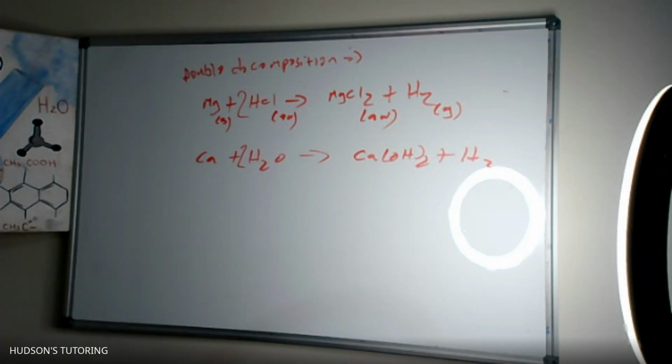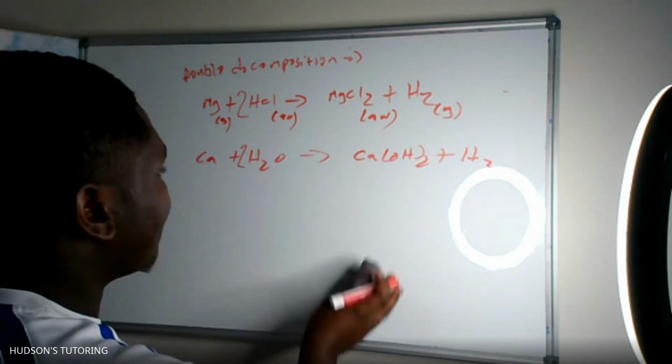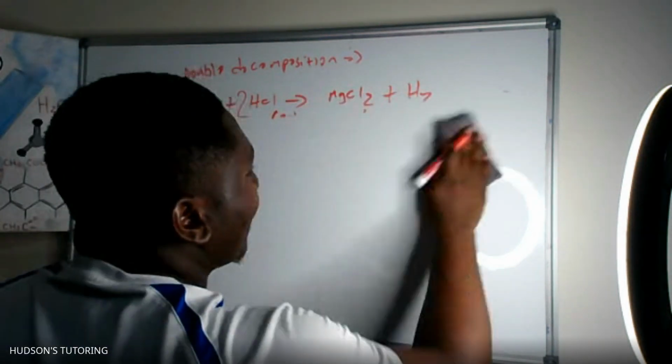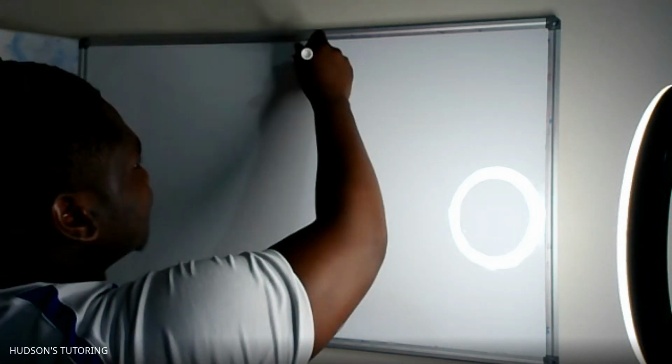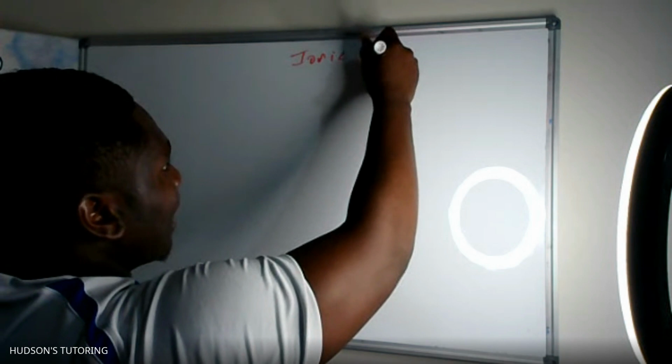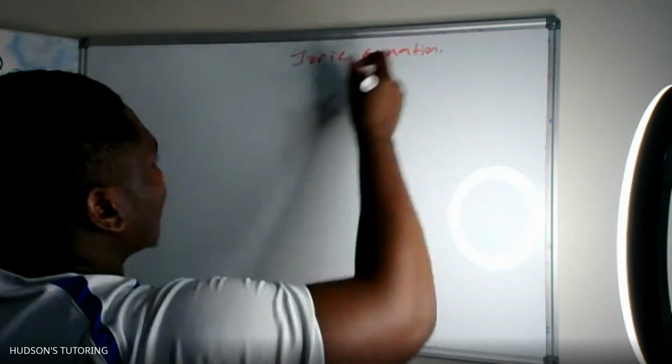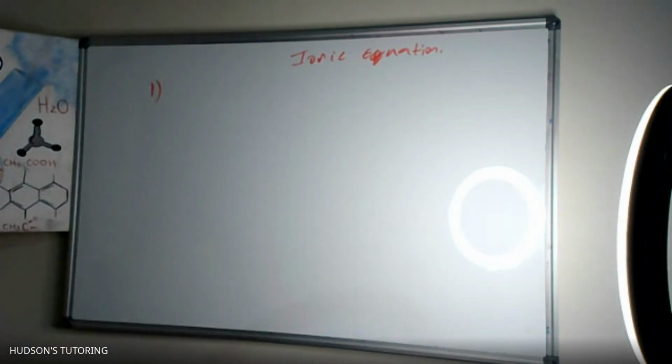All right, we're going to move on now to ionic equations. Ionic equations are really where we're trying to show what forms our ionic product at the end. It shows us the spectator ions, and there's a certain rule that we apply. The first thing that we want to do when looking at ionic equations is write a balanced equation.